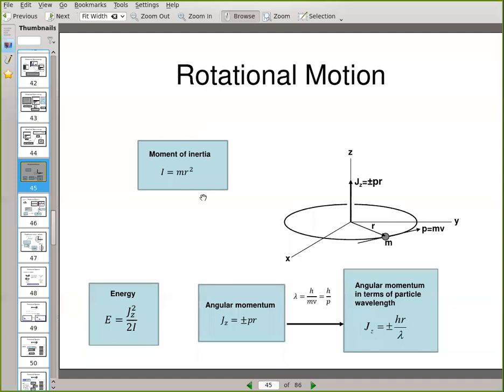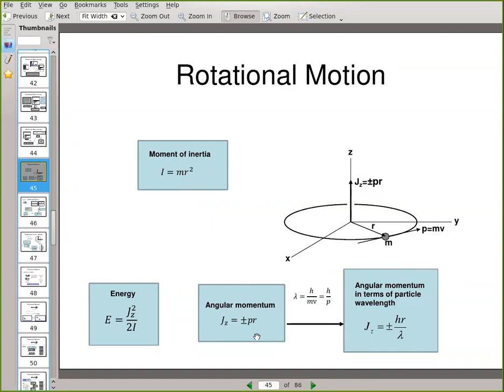Now, there are two things that we need to know. One is that the moment of inertia can be calculated. It's dependent on the mass. It's dependent on the distance from the pivot where you push it around. And I suppose really that tells us how difficult it is to get a rotation going or to stop it.